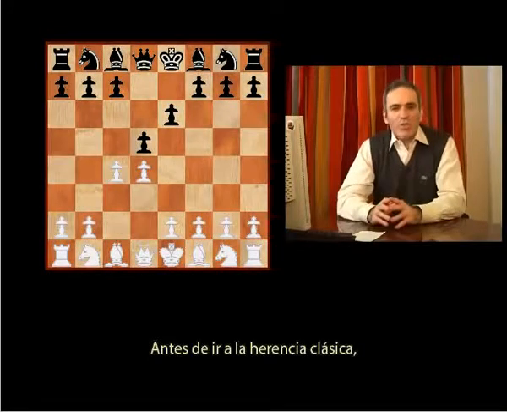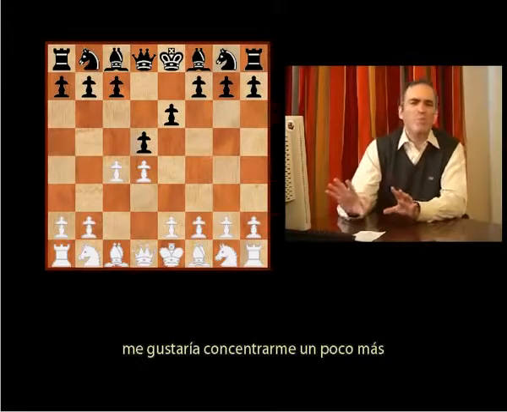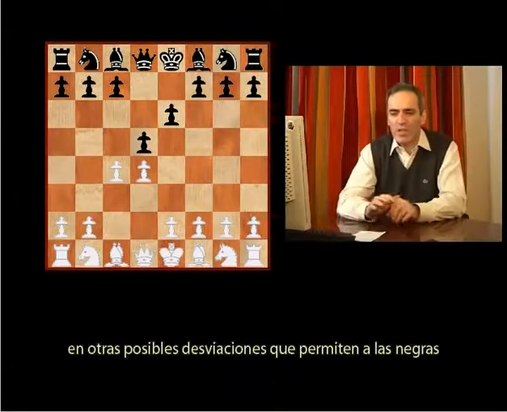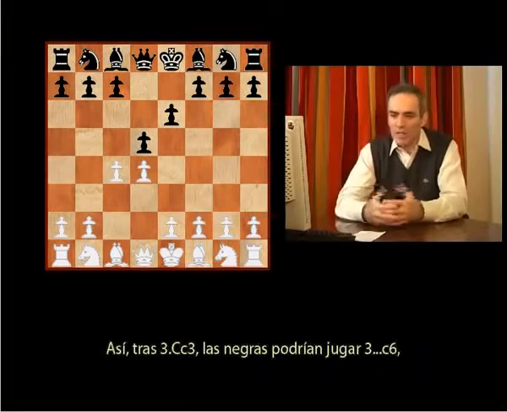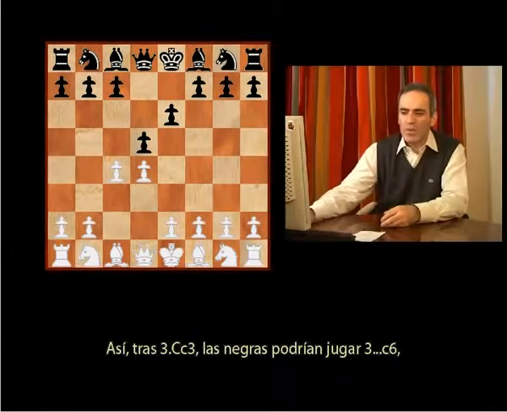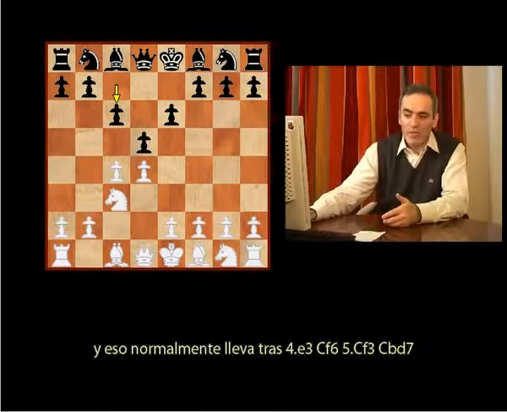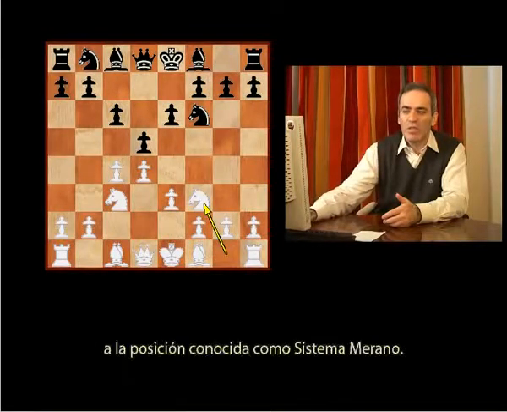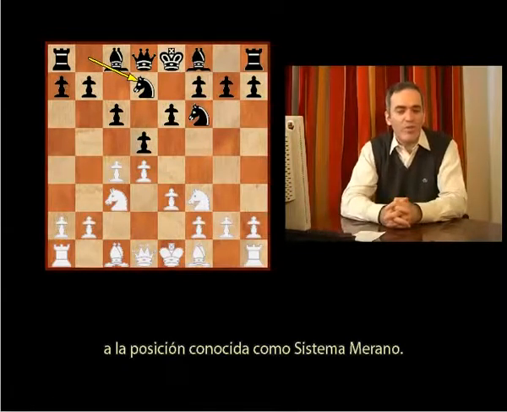But before going to the classical heritage, I'd like us to concentrate a little bit more on other possible deviations that allow Black to complicate the game or to make it more lively. So after Knight c3, Black could play c6, and that normally leads, after e3, Knight f6, Knight f3, Knight bd7, to the position known as the Meran system.